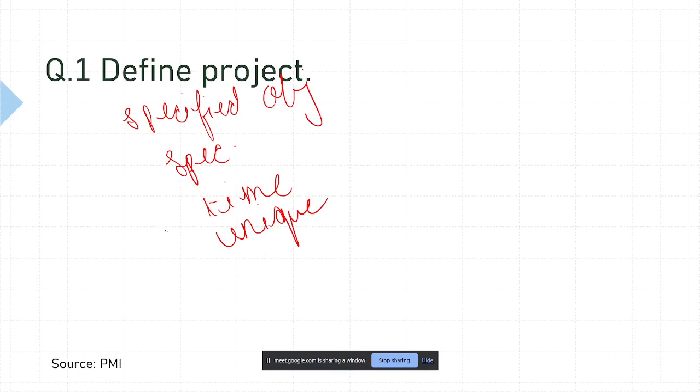Yes, and it should have a start date and an end date. It covers time. Anything else? It should consume resources. Anything more? It should consume resources like manpower, materials, machinery. Okay.